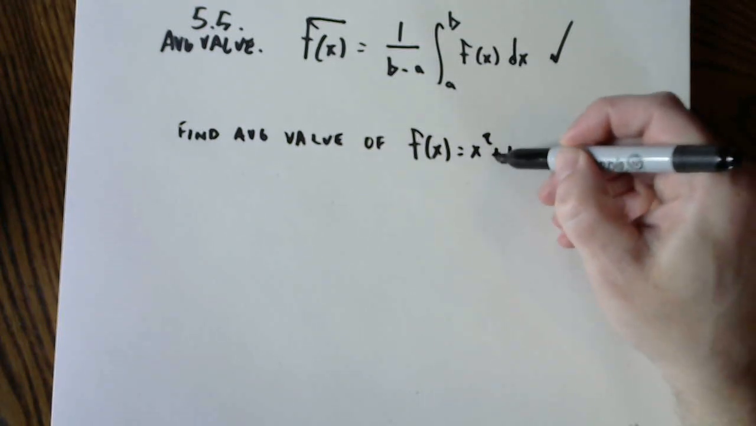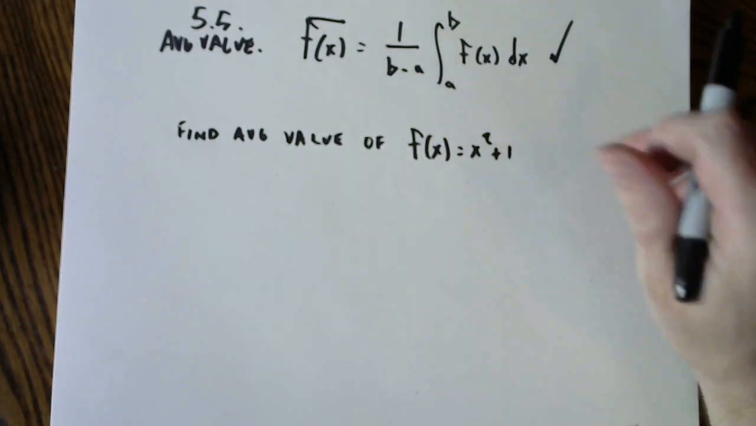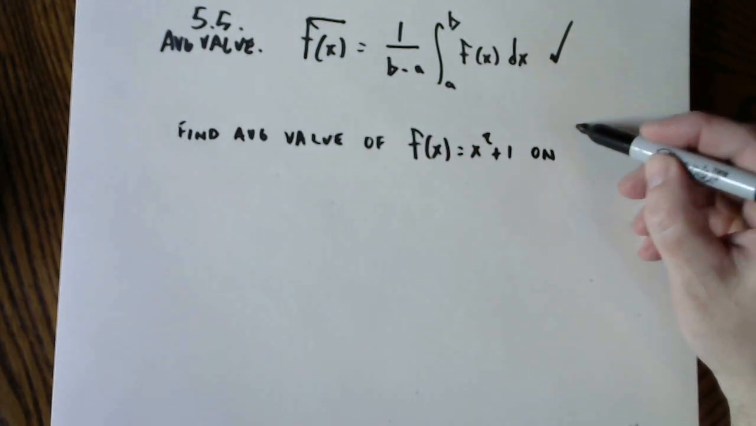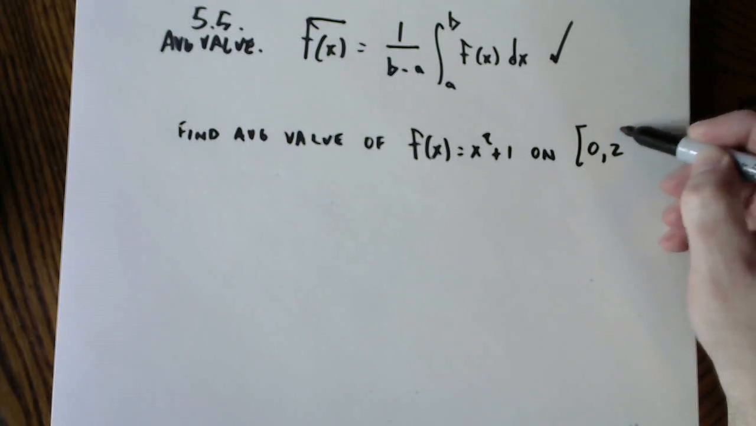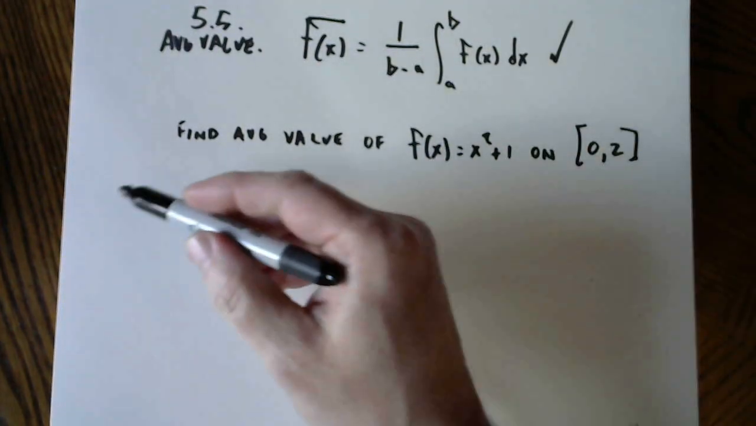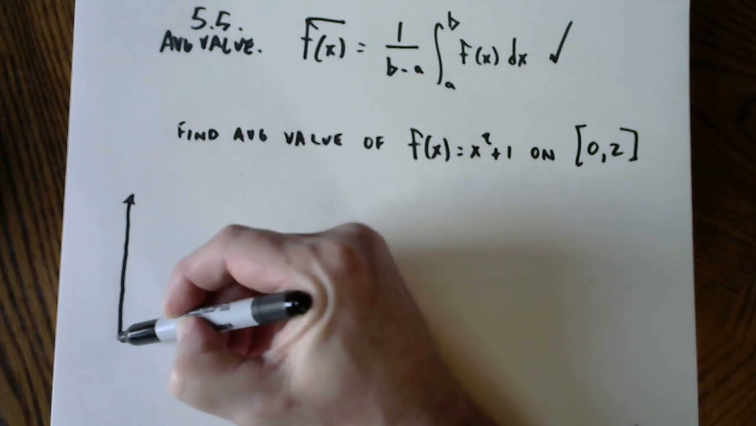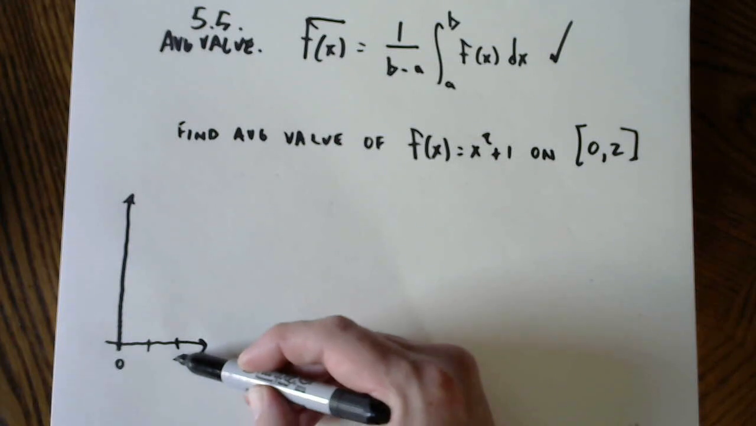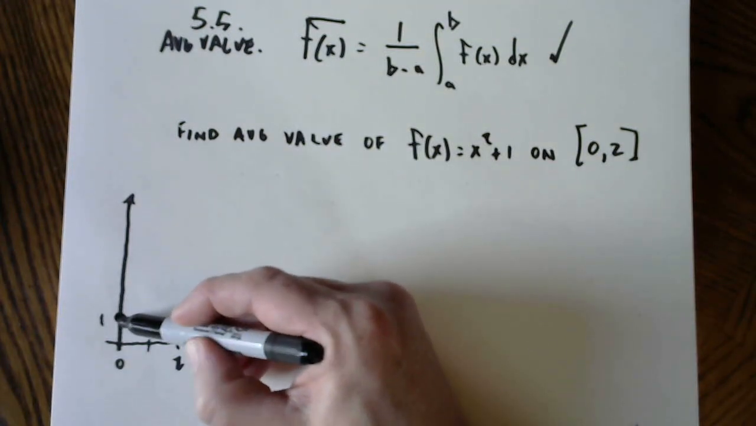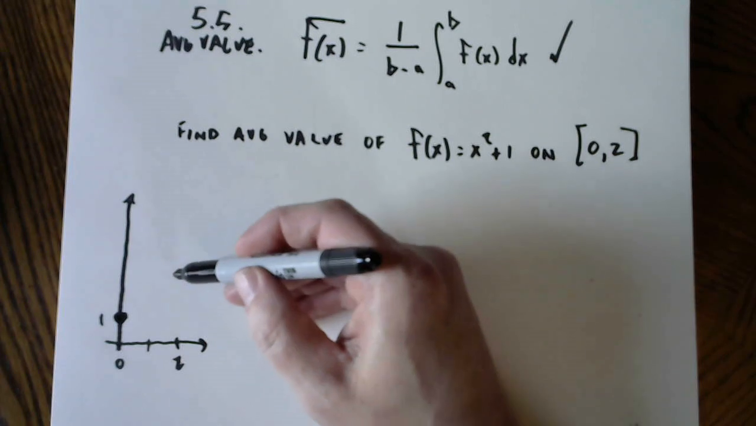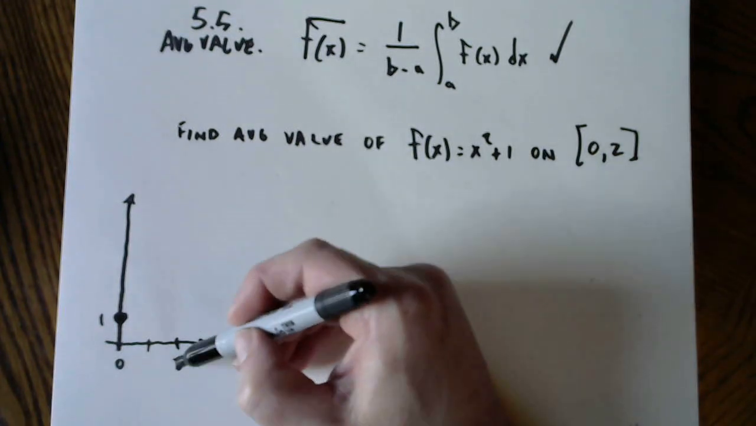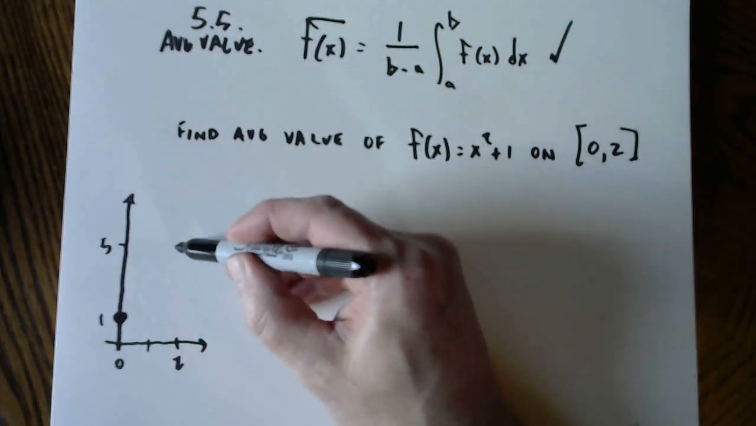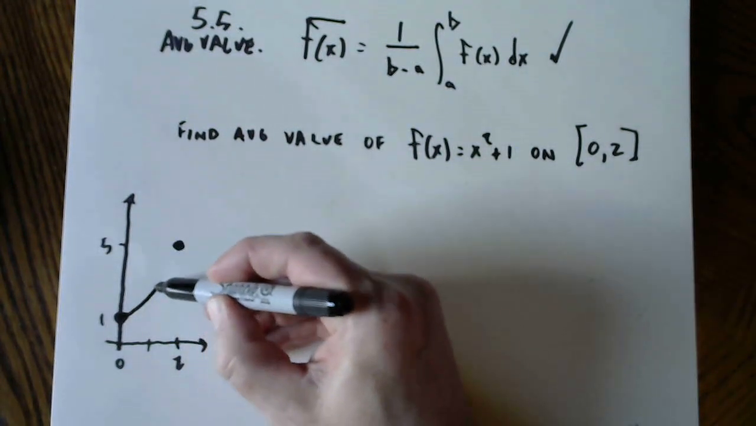So you should recognize this as your standard parabola, which is just shifted up 1 unit. And the interval of interest will be, let's say, 0 to 2. Just to give it a little bit of context, let's see what this looks like. This is 0. We'll call this 2. So the parabola, that's my y-intercept. The f value at 2 will be 2 squared plus 1, so that's 5. Put that here. So on this interval, this function looks like this.